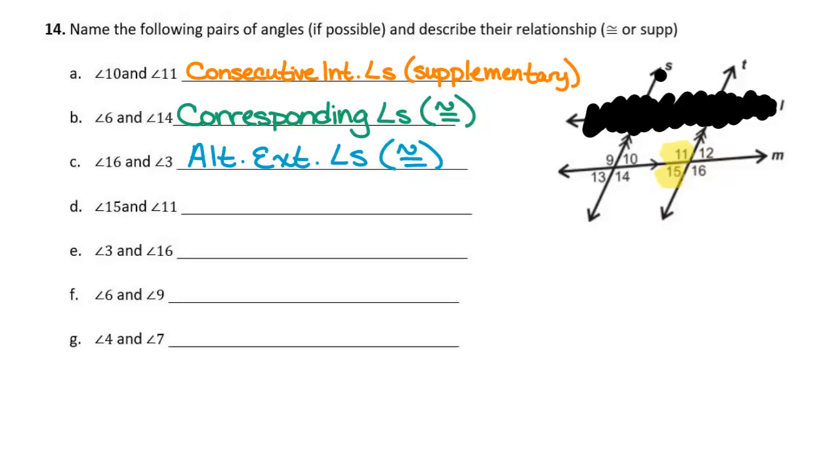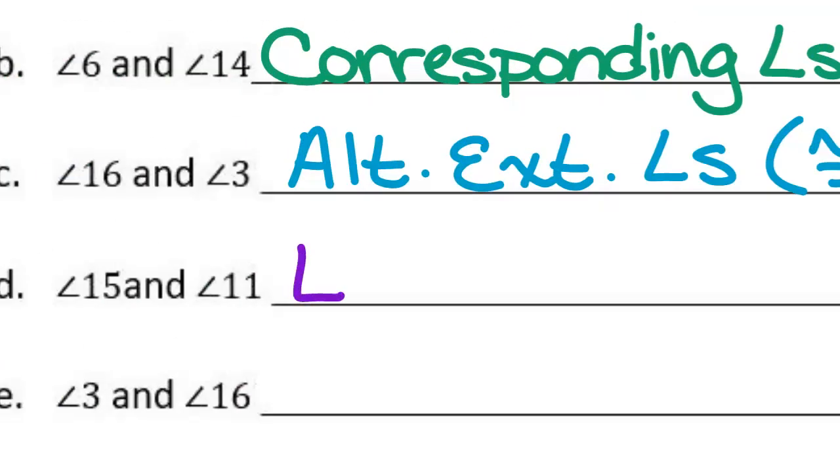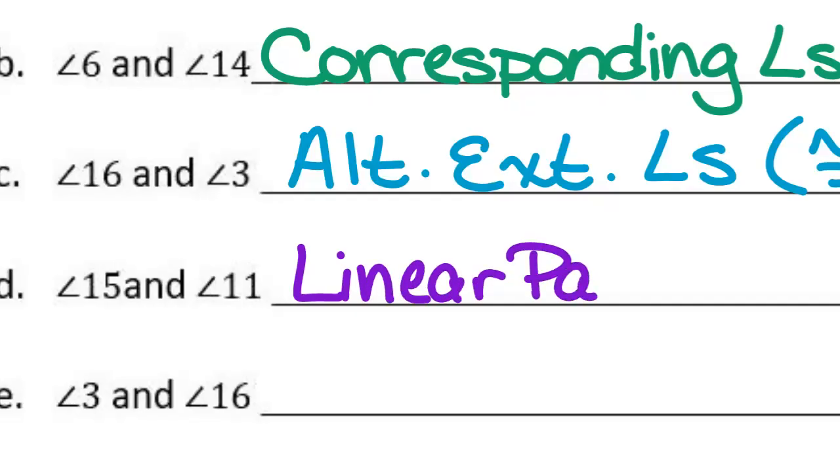Is there any other line that they have in common? T. So I don't even need to look at S. They don't just have one line in common, they have 2 lines in common. That means it's either a linear pair or vertical angles. In this case, because they're adjacent, they are a linear pair.